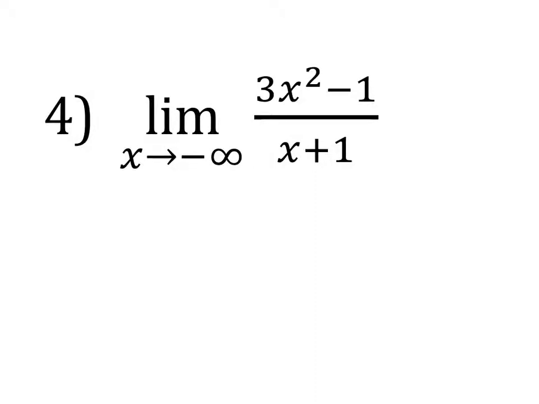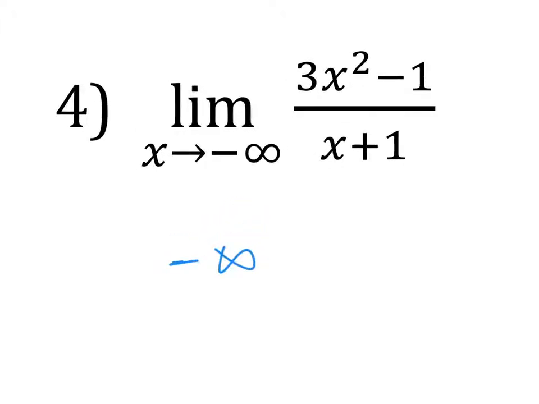Okay, this one. First of all, is there a horizontal asymptote? No. No, definitely the top is expanding much faster. The question is, is this positive infinity or negative infinity? Negative. Okay, next one.